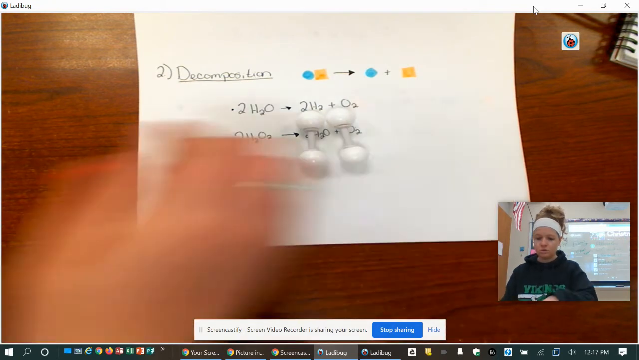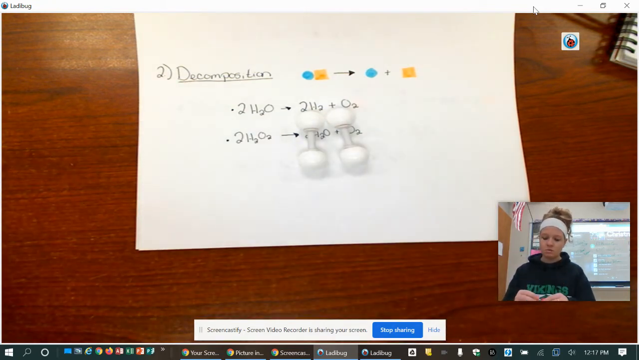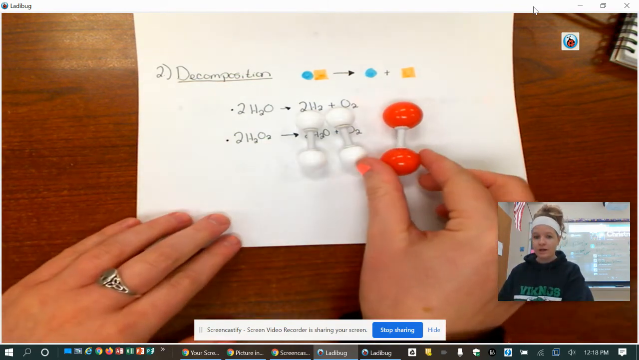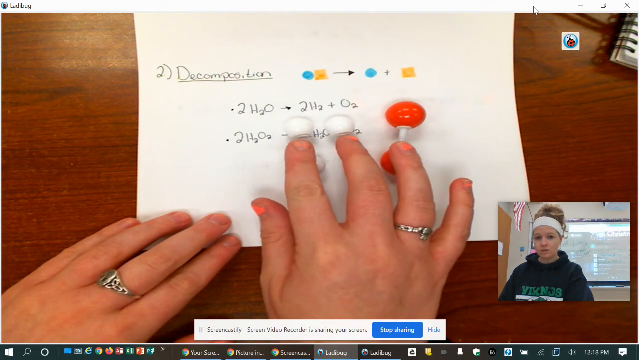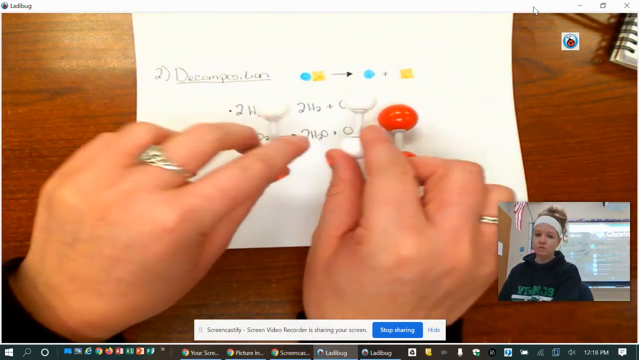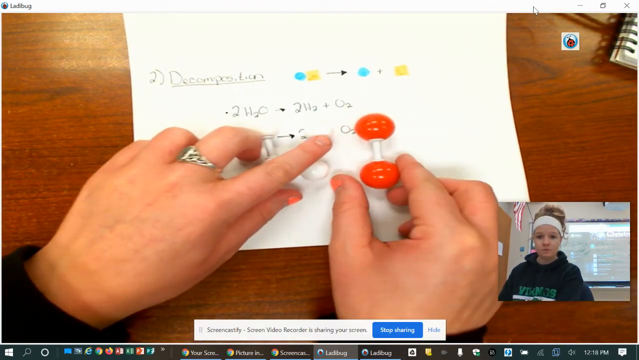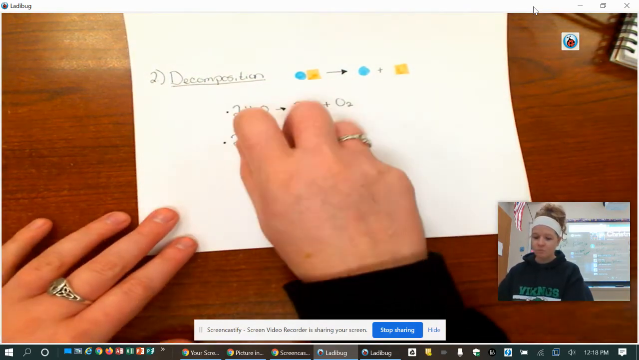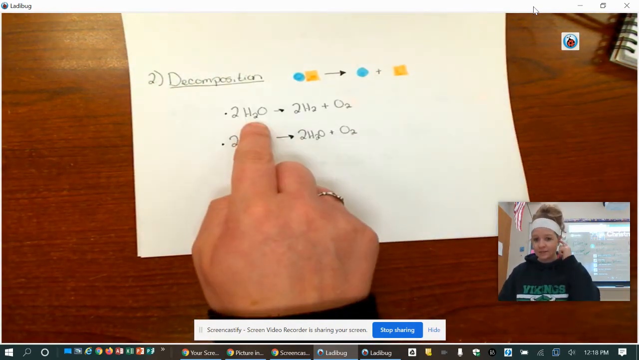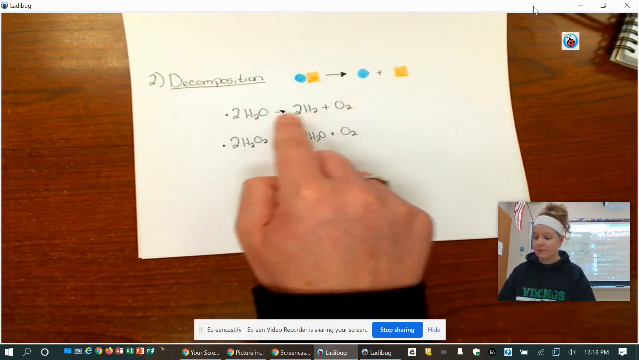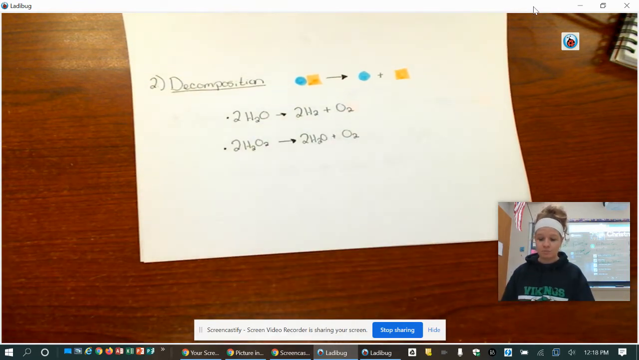2 H2s, and then I go back to my O2, which is bonded together oxygen to oxygen this way. So I just decomposed it from my 2 waters back to 2 H2s and an O2. See how simple that is? We're starting with one reactant and we are busting it up back to its components.